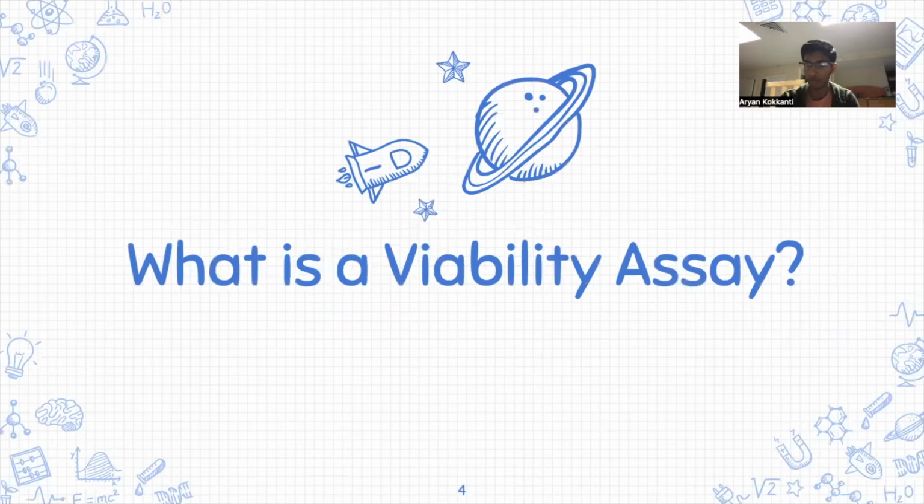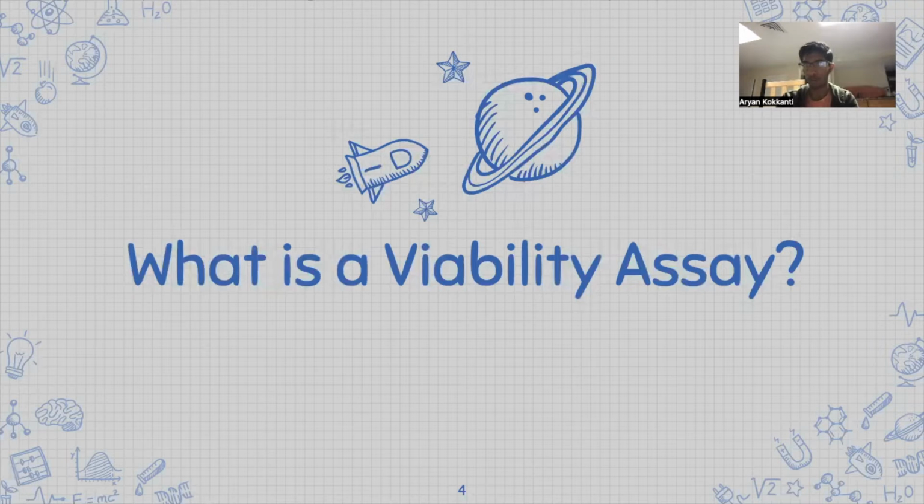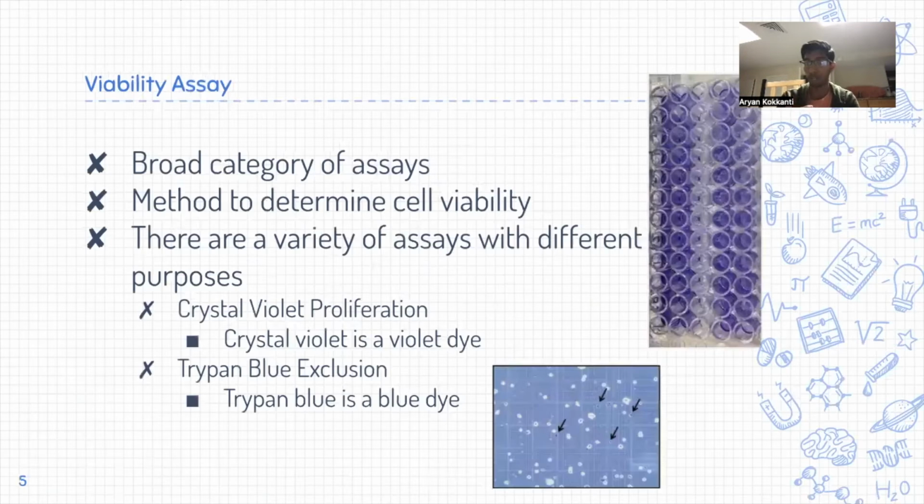Okay, so what's a viability assay then? Well, we defined what cell viability is. Now we want a way to measure this quantitatively since it is a proportion or a percentage. So viability assay is a broad category of assays, and they are designed to determine cell viability using different means.